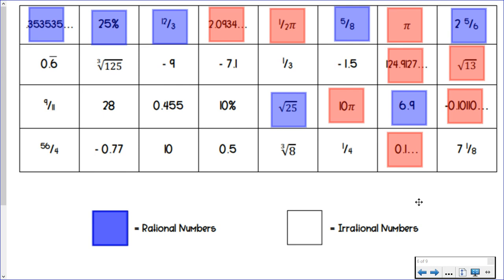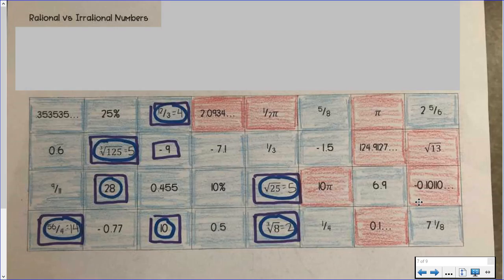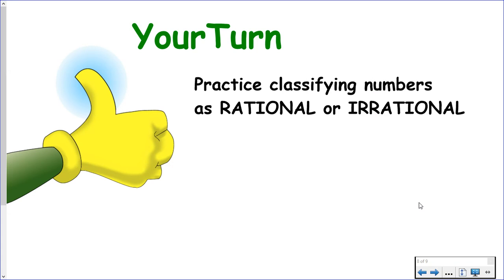So for this chart, and for most numbers that we're familiar with, everything is rational if I can write it as a fraction. Anything else, if I cannot write it as a fraction, it is irrational. All right, so next you're going to practice classifying numbers as rational or irrational. Please review this video if you need more help.